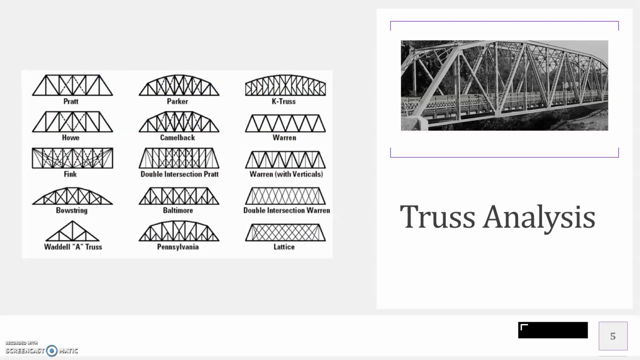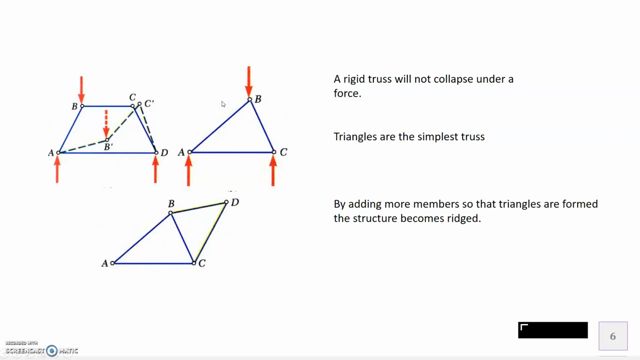Here are some different variations of trusses that we will see: Pratt, Parker, K-truss, Warren, Camelback, Howe, Bowstring, Baltimore, Pennsylvania, lattice, and Wattle. Here's one, you can see, this is a Parker, I believe. And you can see these thin, narrow pieces of beams, but that's going to support the whole truck. And a semi or several semis could pass on this without causing it to collapse.